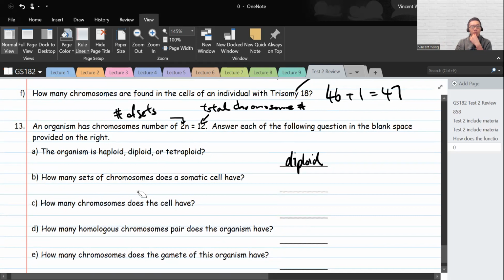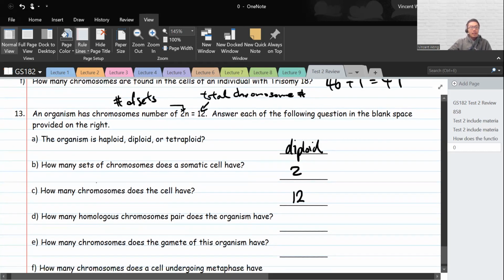How many sets of chromosomes does a somatic cell have? Well, if it's diploid, it's going to have 2 sets, right? How many chromosomes does the cell have? Okay, so that's the total number, 12. How many homologous chromosome pairs does the organism have? Well, there are 12 chromosomes and you have 2 sets of it. So 12 divided by 2 tells you there are 6 homologous chromosome pairs.